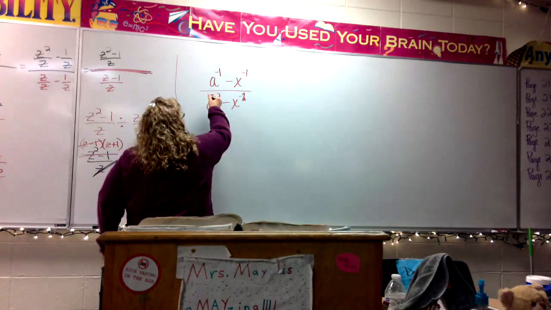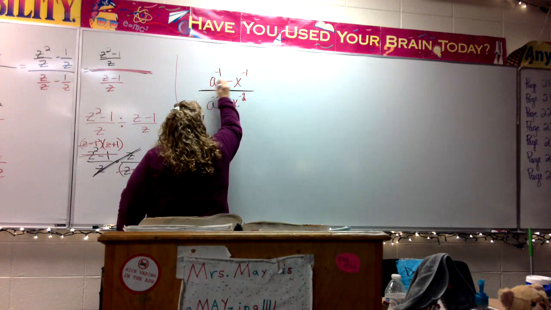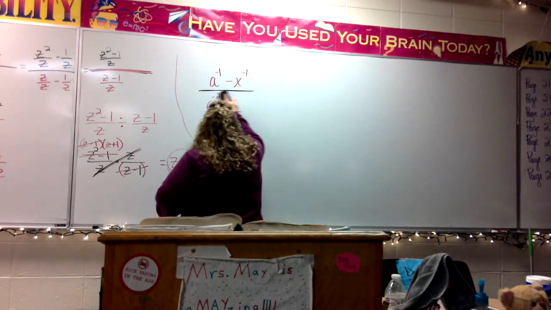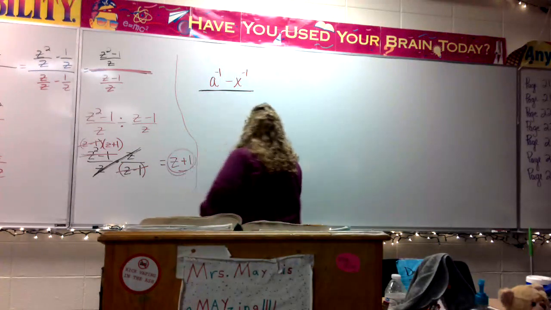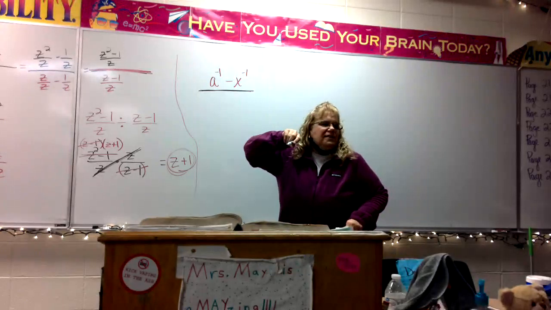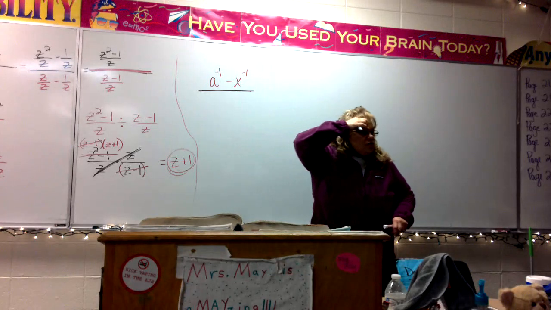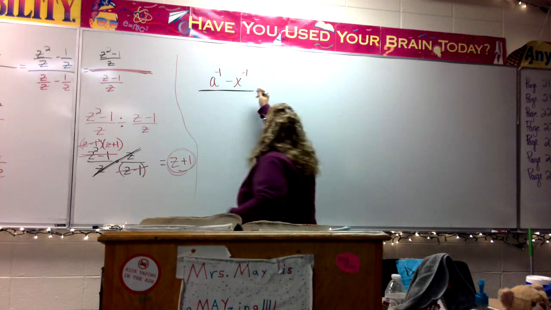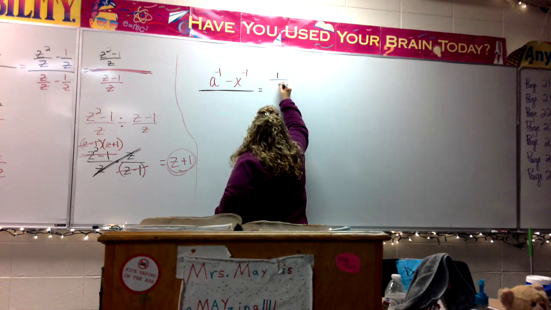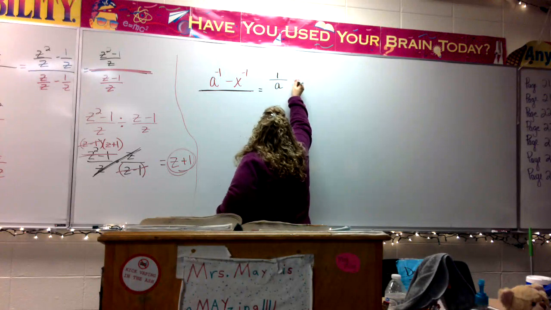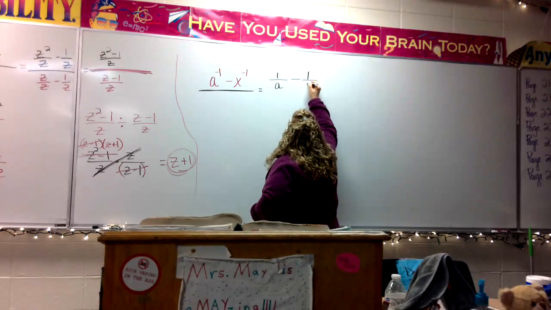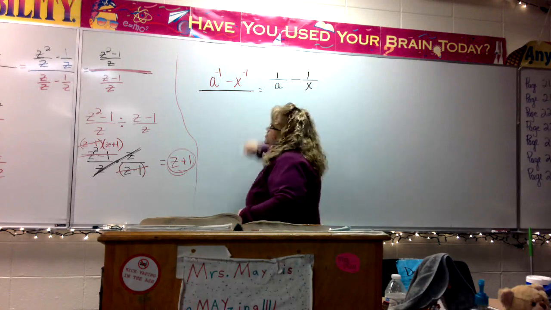See this numerator? I want you to forget about this. What is a to the negative 1? What did we learn about negative exponents? Goes on the bottom. So here's how you need to write it. You need to write it as 1 over a. And same thing with this x to the negative 1. You need to write it as 1 over x.